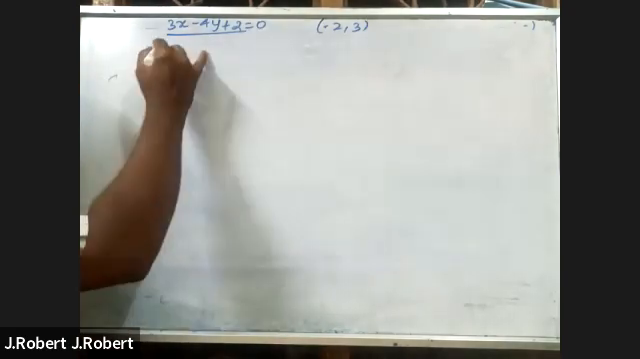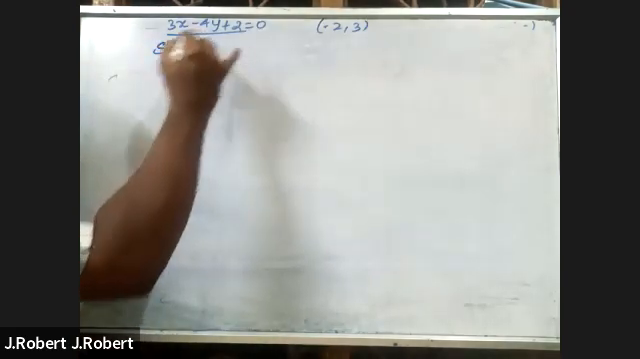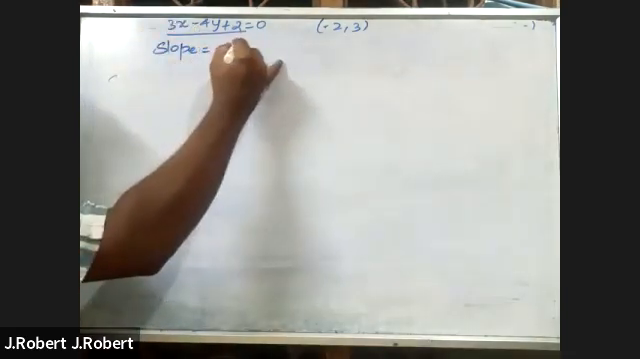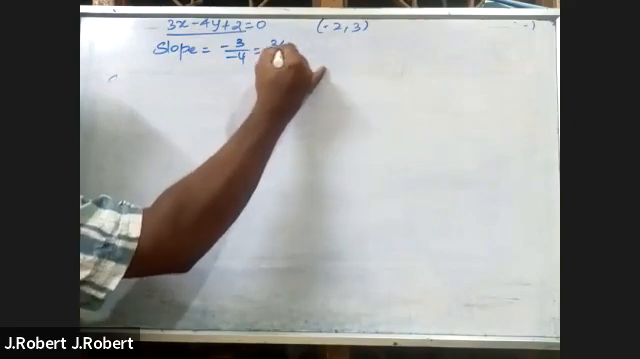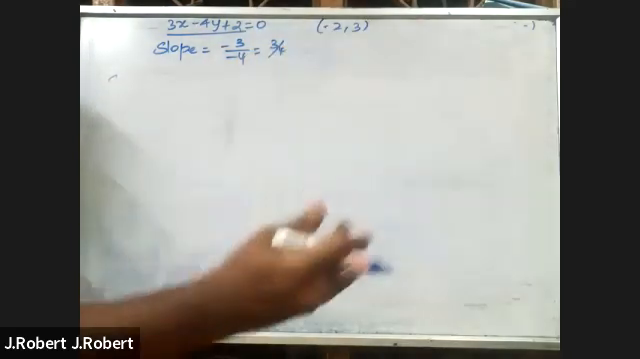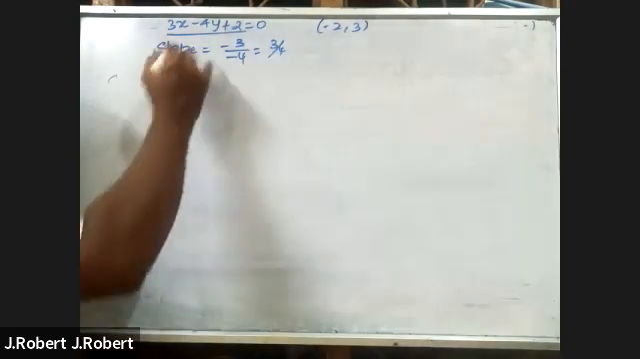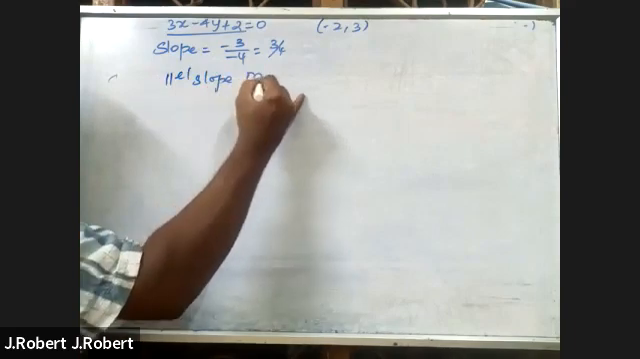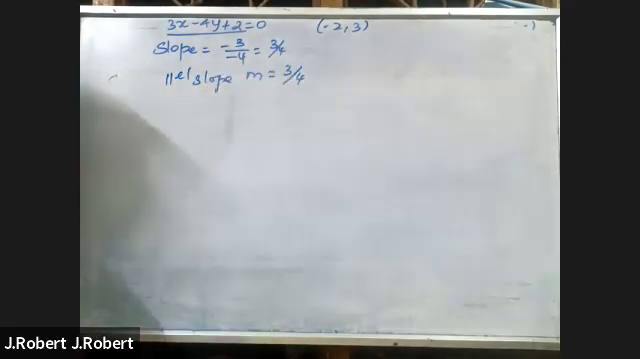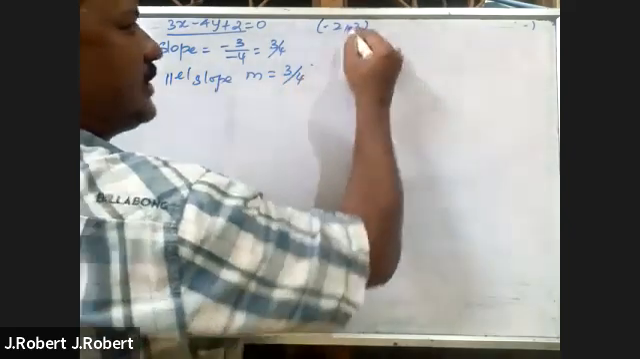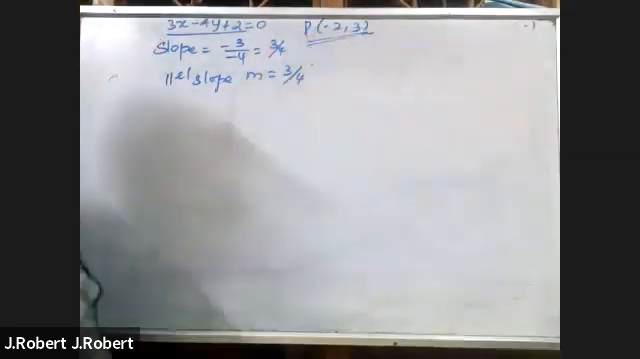ஈஸியான விஷயம் இதுதான். ஸ்லோப்னு சொன்னா minus a by b, that is minus coefficient of x divided by coefficient of y. Therefore minus 3 divided by minus 4 which is equals to 3 by 4. இப்போ ஸ்லோப்னா அதுக்கு parallel லைனுக்கும் அதே ஸ்லோப் தான் இருக்கும். The parallel slope m is also equals to 3 by 4. அப்போ ஸ்லோப் கண்டுபிடிச்சு தெரிஞ்சிருச்சு and the point is given minus 2 comma 3.